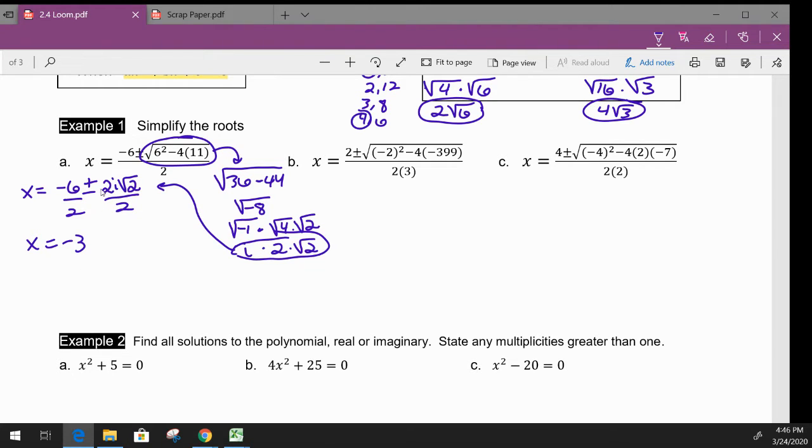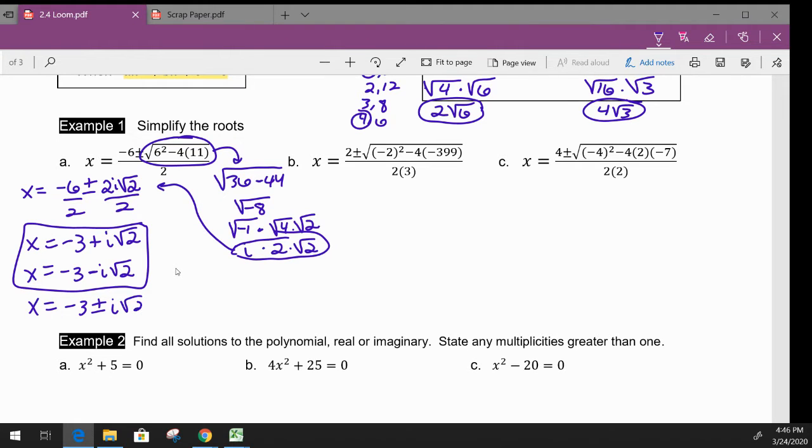Now we really have 2 values here. We've got -3 plus, and if we reduce the 2's here, we would have I square root of 2. But we also have a second solution of -3 minus I square root of 2. So that's where we get our 2 different solutions. Although you can just write it as -3 plus or minus I square root of 2, but understanding that that represents 2 different values.